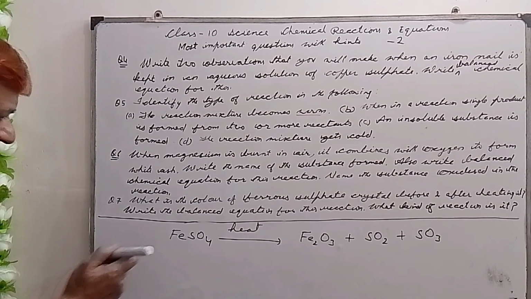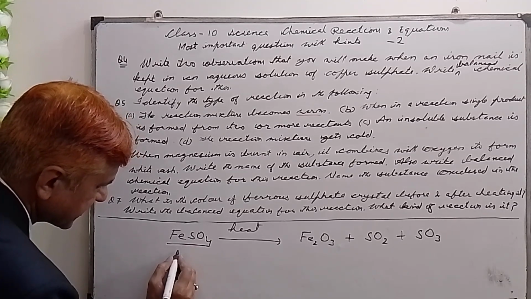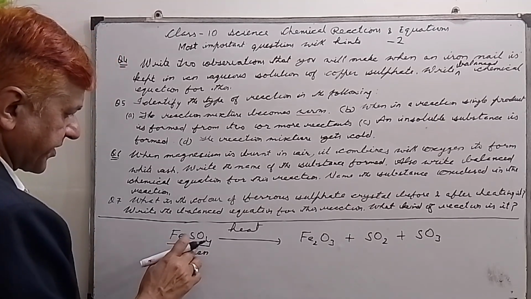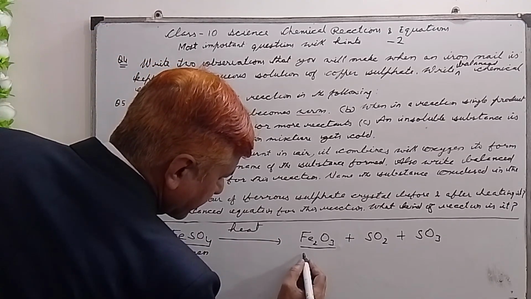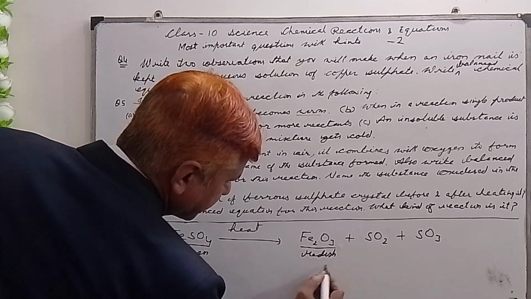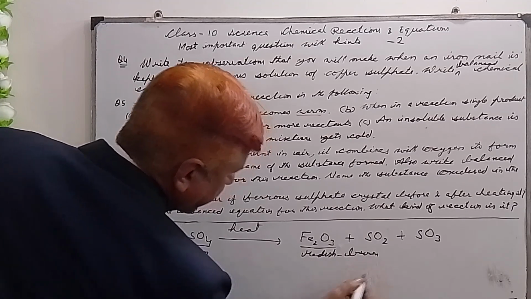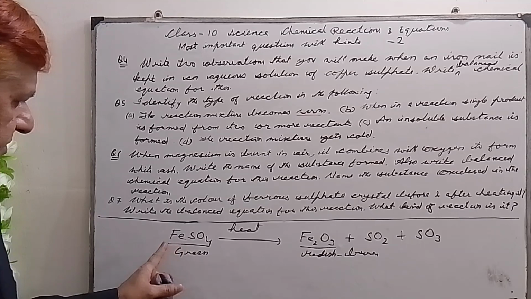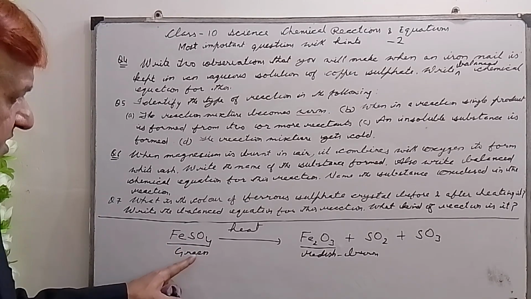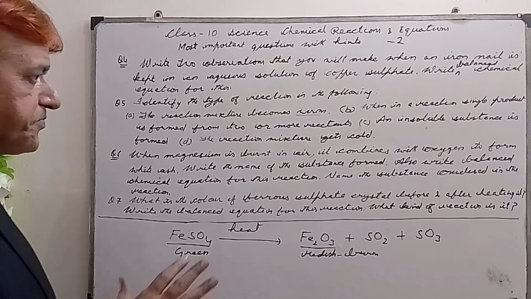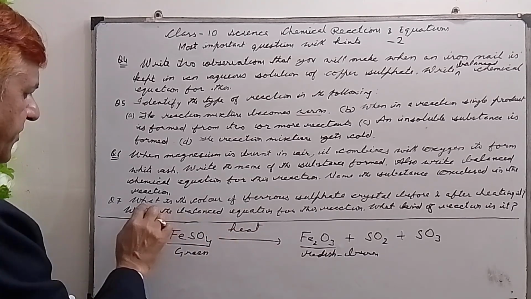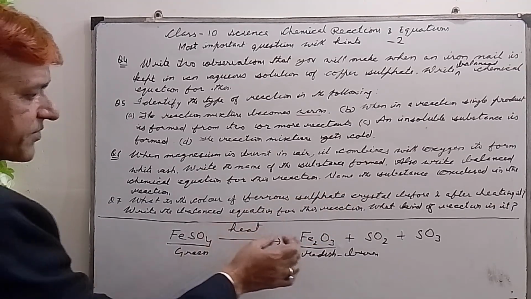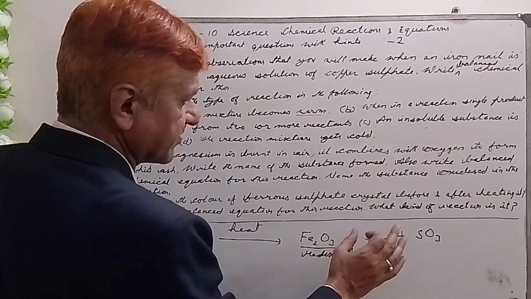What is the color of this? This is green, and this is actually reddish brown. The color of iron oxide is reddish brown, and the color of ferrous sulfate crystals is green. So what is the color of ferrous sulfate crystal before heating? It is green in color, and after heating it becomes reddish brown.